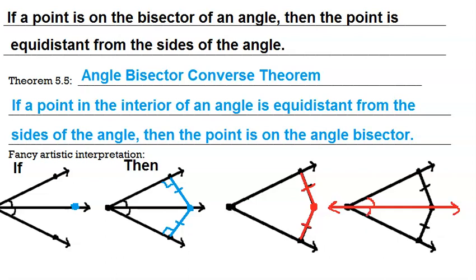Okay, so that means essentially what we're saying is this rule works both ways. So if I am the same distance away from each of the two sides of an angle, then that means I am on the angle bisector.